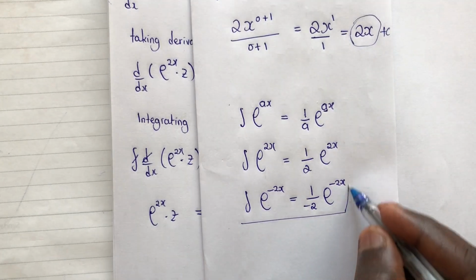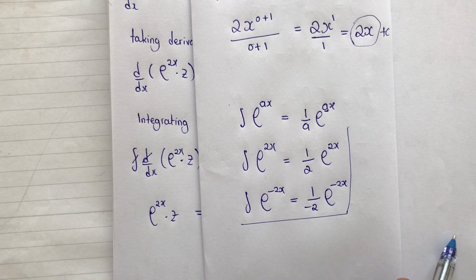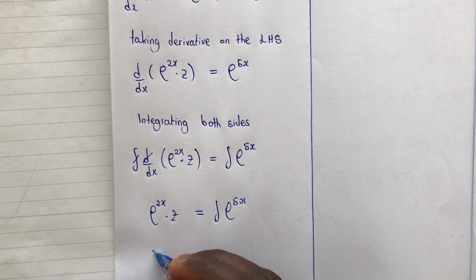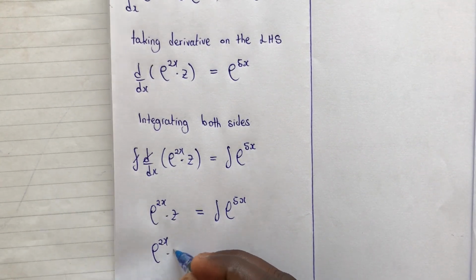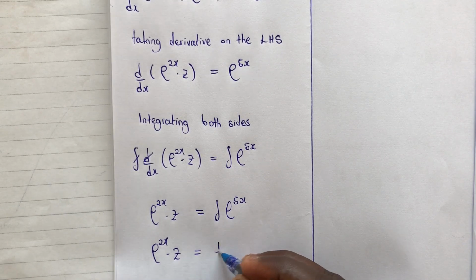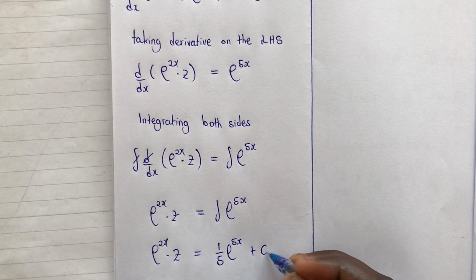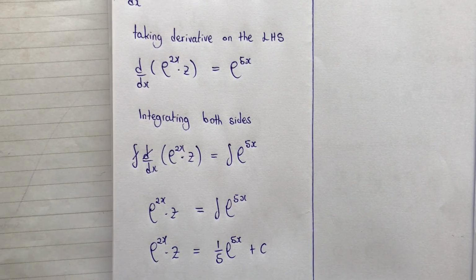So now the function is e to the power 5x. So when we integrate the right hand side, we have e^(2x) times z equal to 1 over 5 e to the 5x plus c, the constant of integration.